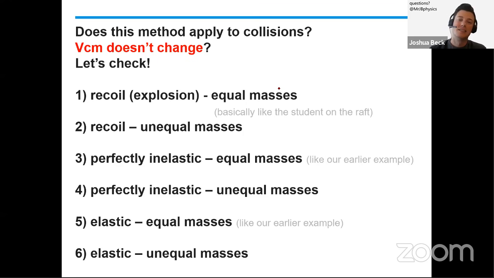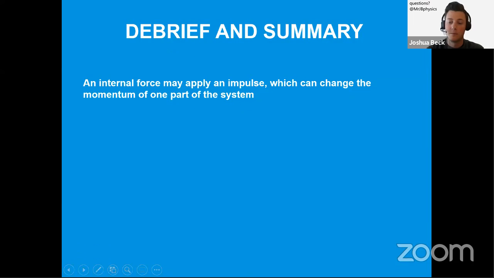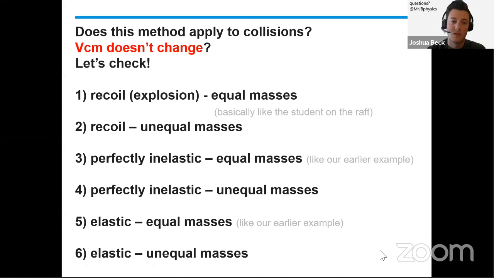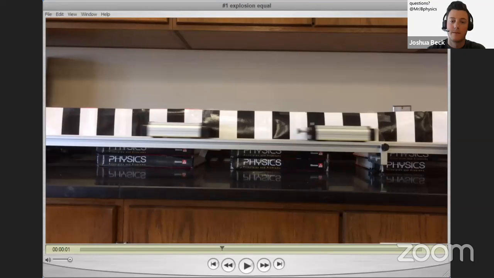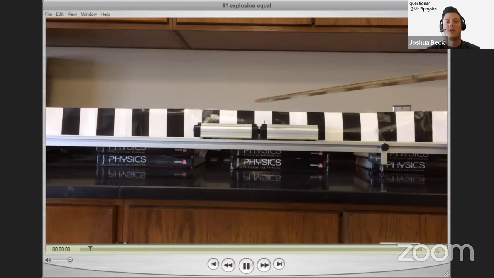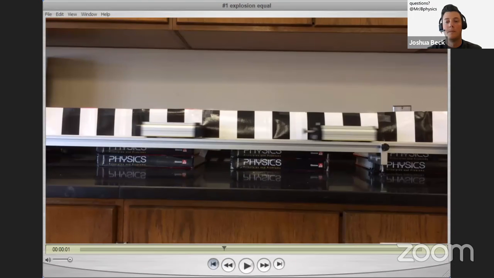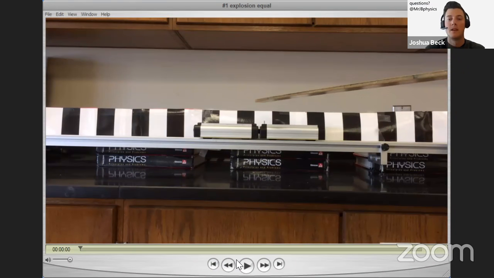It actually does. I actually want to go back to our videos here. We'll pick whichever one we want here. Let's see. Whoops. Let's start with our explosion here, our recoil problem. Where's the center of mass? This one has a mass. Oop, can I draw on this? Oh, I don't know if I can draw and advance.